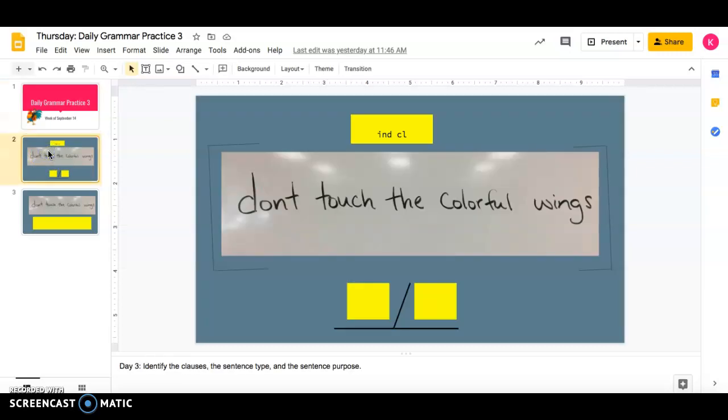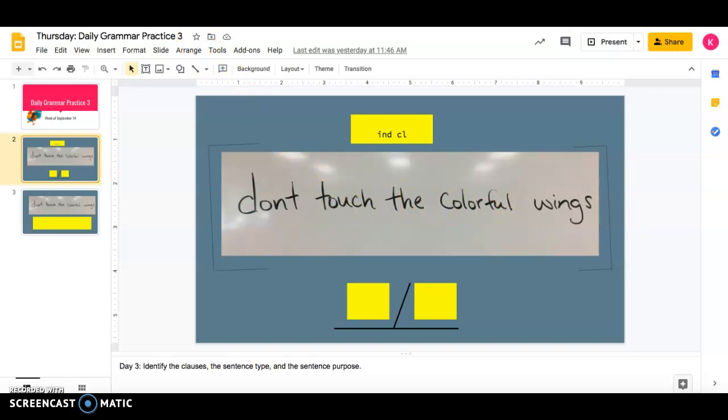We're still working with the same sentence, don't touch the colorful wings. So on day 3, we look down in the speaker notes. We see that we need to identify the clauses, the sentence type, and the sentence purpose. Now, I've already identified the clause for you. Our sentence just has one clause, and it is an independent clause, meaning it is a complete sentence on its own and can stand independently without any other phrases or clauses in order to make it a complete sentence. All right, so we have one independent clause for our sentence.